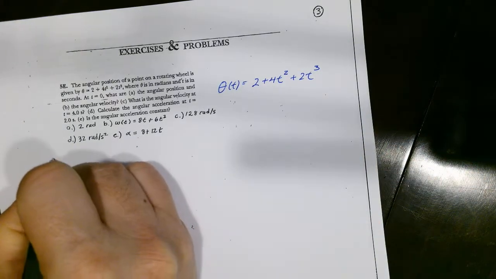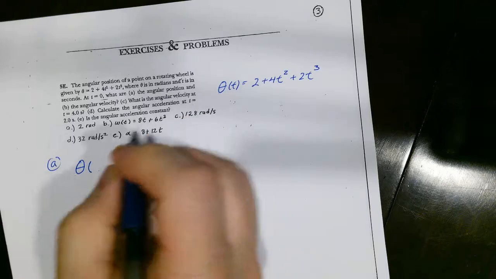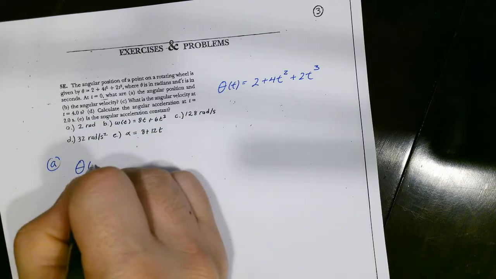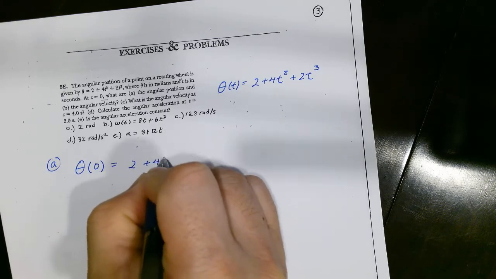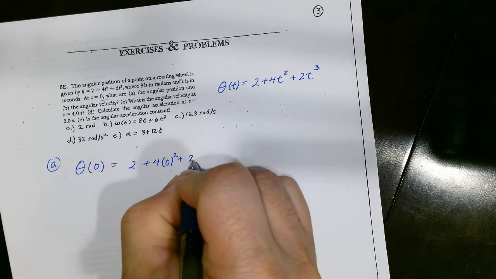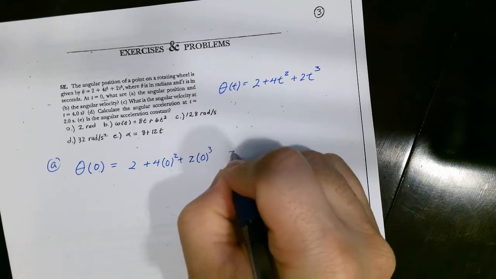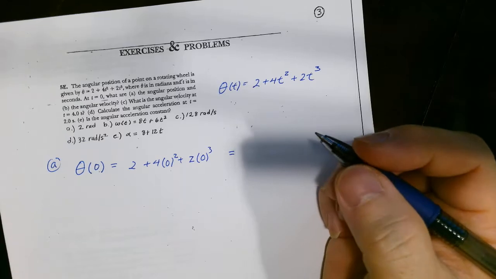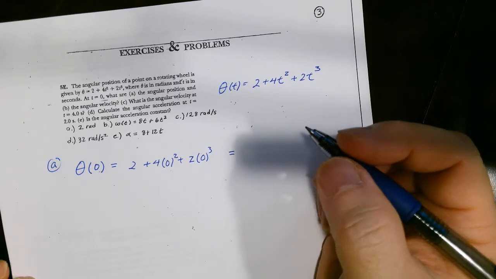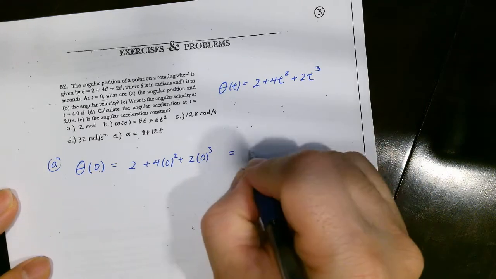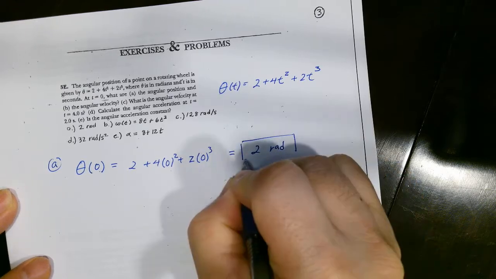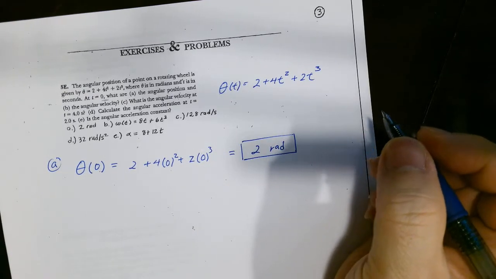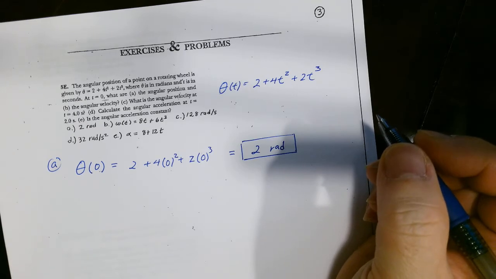They're looking for the angular position at t equal to 0. That is equal to 2 plus 4 times 0 squared plus 2 times 0 cubed. So theta, at 0 seconds, is equal to 2 radians, right? That was pretty easy. All right, next, let's take a look at part B.